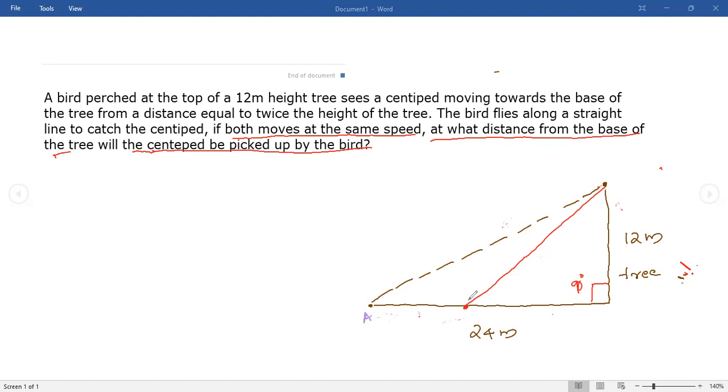Here, this point is A, this point is B, this point is C, this point is D. Now it is very easy to tell. This is BD, this is AD, this is CD, this is BC, and this is AB.